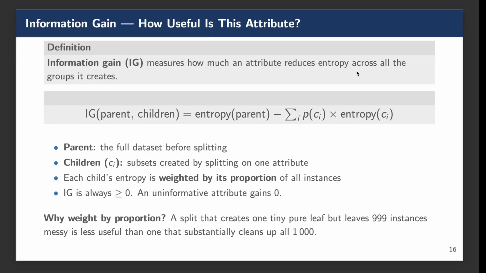Now let's talk about the information gain, or IG. The information gain measures how much an attribute reduces entropy across the groups it creates. So the formula is: information gain of the parent and children equals the entropy of the parent minus the sum of the proportion of child i times the entropy of child i. We weight each child's entropy by its size because a split that cleans up a large portion of the data is much more useful than one that creates a tiny pure leaf but leaves the rest messy.